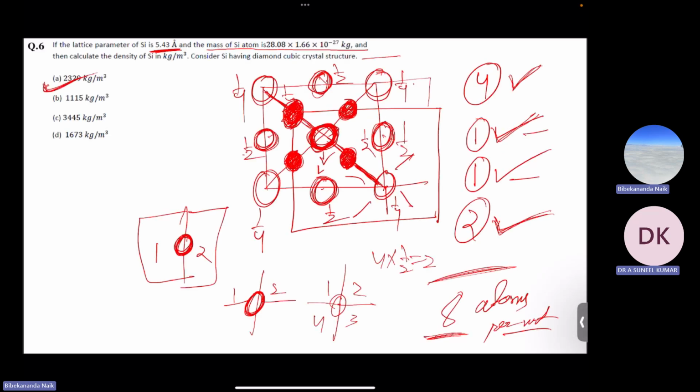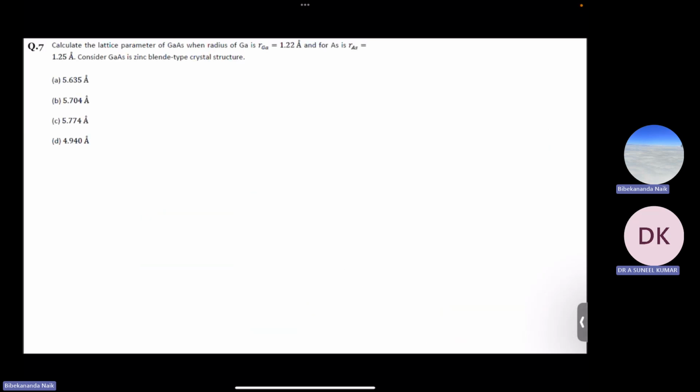And actually, this is a zinc blend structure. In this zinc blend structure, is the atomic radius equal to root 3a by 8? Is it correct, sir? No, not like that.